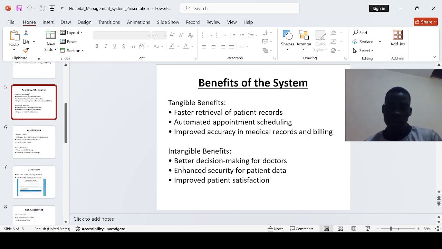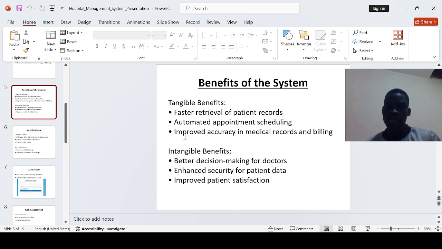Then when we look at slide 5, the benefits of the system can either be tangible or intangible. For tangible, we can have faster retrieval of patient records, where administrators can interact with the patient record via the system and obtain faster retrievals. And then we have automated appointment scheduling. As we have already said, this scheduling helps for efficient, timely treatment of the patient, and therefore quick recovery.